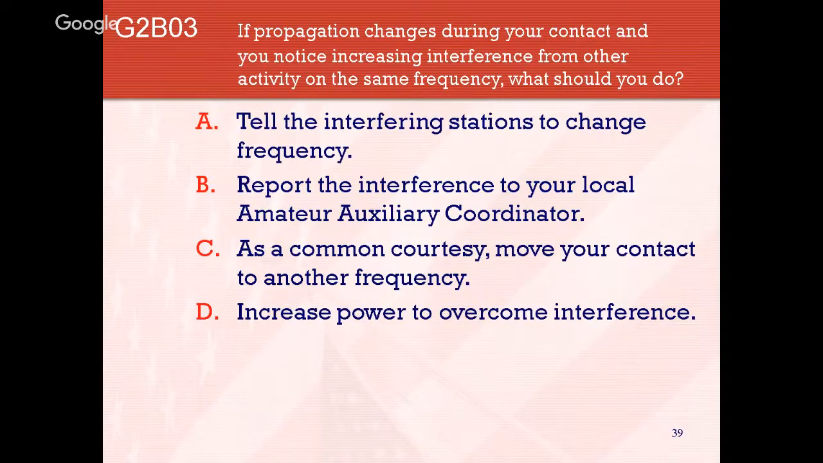If propagation changes during your contact and you notice increasing interference from other activity on the same frequency, what should you do? Well, you don't want to cuss out the person on the other end. You don't want to report the interference to your local auxiliary coordinator. And you don't really tell them to change frequencies. You don't increase power to overcome the interference. The most common and courteous thing to do is to just say, hey, let's move to another frequency, and you and your party that you're talking with, you just move a little bit further away to a more clear frequency.